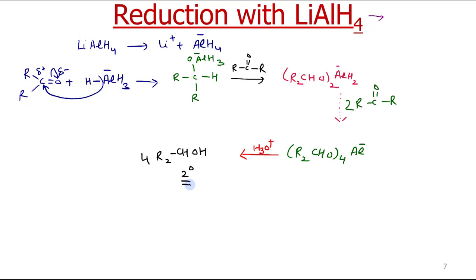You just have to remember this is a typical case of nucleophilic addition reaction. First step is addition of H negative. Now here H negative comes from AlH4 negative, and once all the hydrogens are added by subsequent steps, the next step is hydrolysis using H3O positive to give you secondary alcohol. So this is the reduction with lithium aluminum hydride.